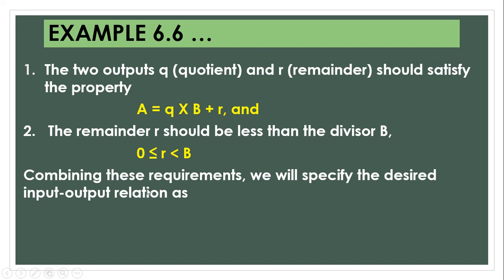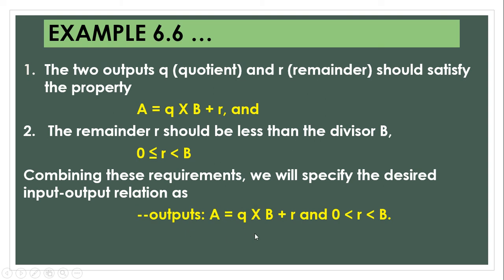Then combining these requirements, we will specify the desired input and output relations here. So this is the relationship, that is the property of the output as well as the relation between the input and output. Okay, so நமக்கு input என்ன? Aவும் Bயும் input. What is the output? Qவும் Rவும் output. So இந்த inputக்கும் outputக்கும் இருக்க relation பாத்தீங்களா? நம்ம என்ன input யூஸ் பண்றோமோ அதை பேஸ் பண்ணி தான் we will get a output here. So this relationship we have to mention it here.